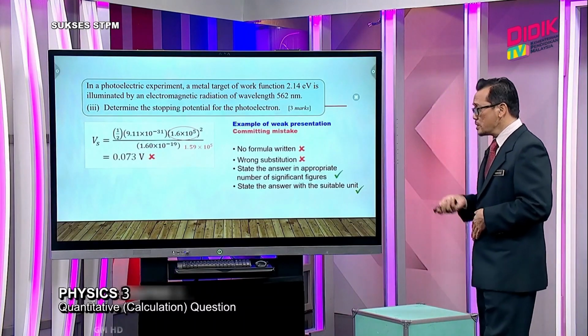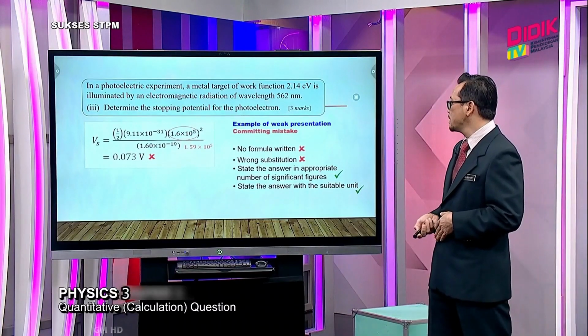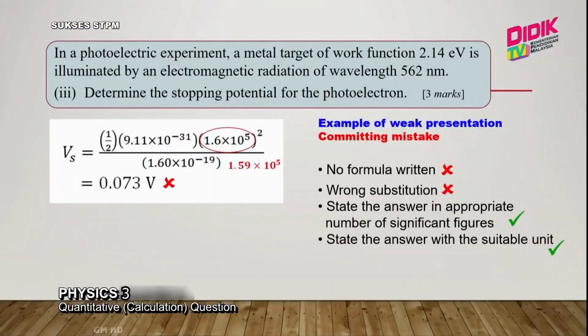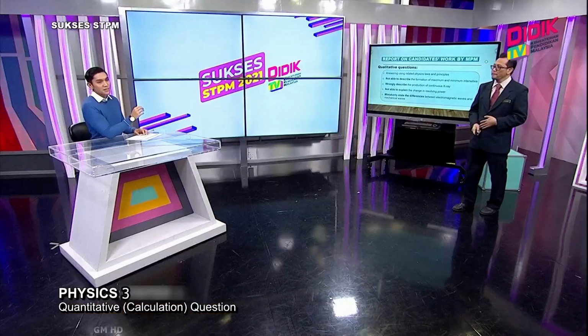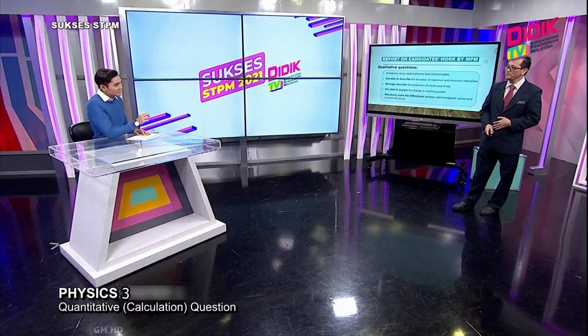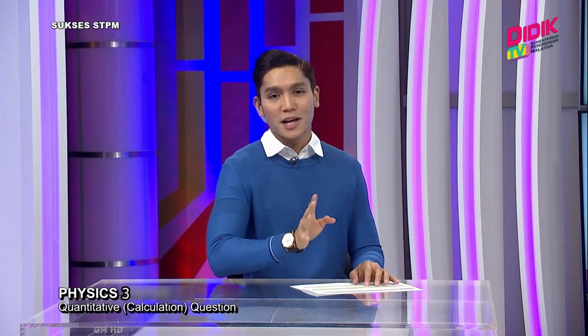So no formula written, even with wrong substitutions. Even though the answer is given in an appropriate number of significant figures and also unit, since we do not know the concept that you really applied, we cannot accept your answer. That's very important: we have to be very meticulous in writing down the formula, as well as how we interpret that formula and put the figures in.